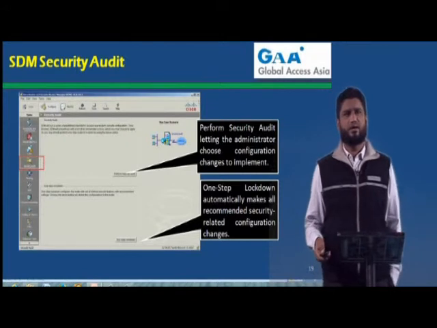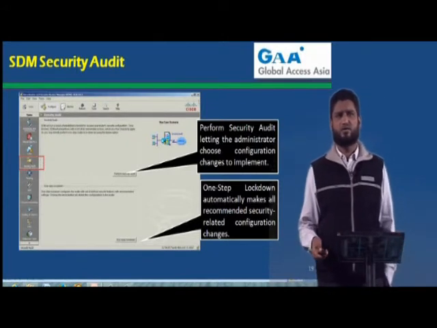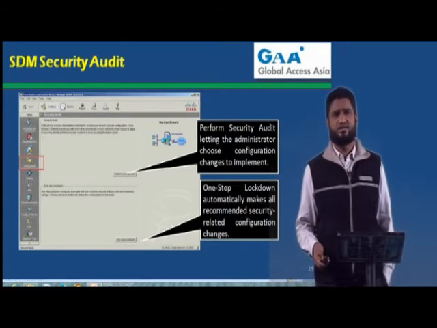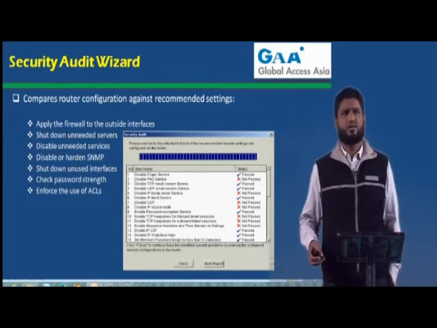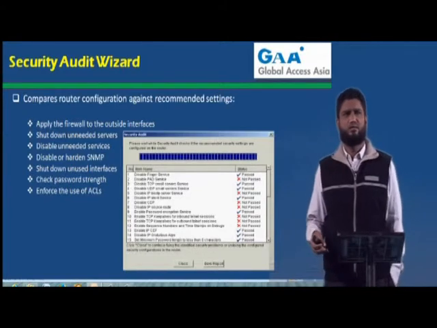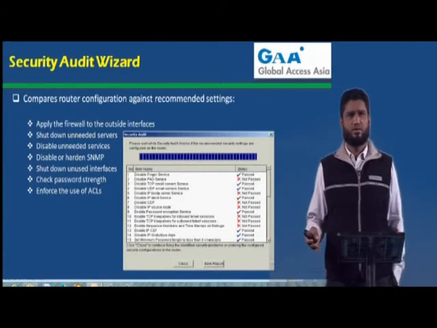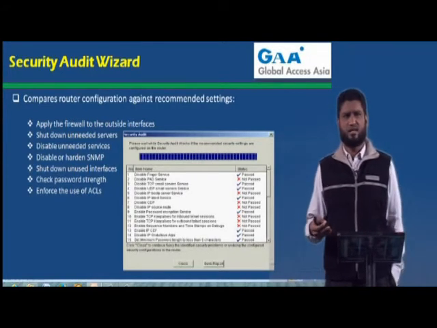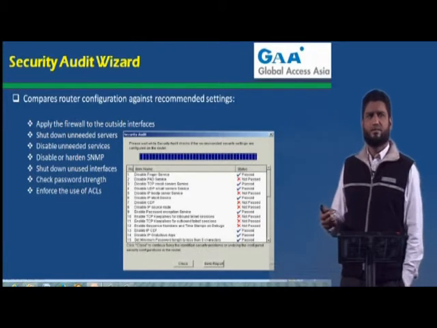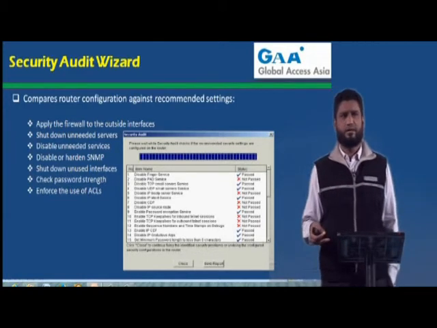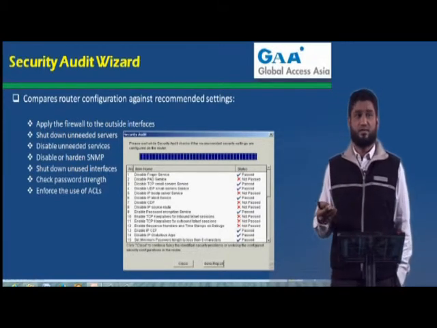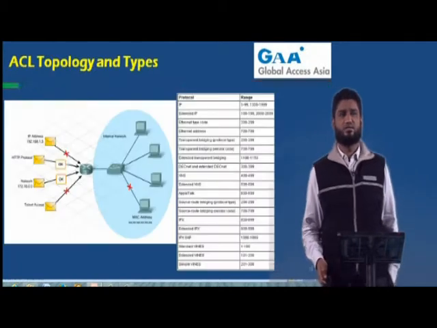And the SDM security audit here performs a security audit, letting you choose configuration changes, and it automatically makes or recommends security-related configurations. The security audit wizard compares the router configuration against recommended settings and applies firewalls to the outside interfaces. You can shut down unneeded servers, disable unneeded services or harden them. SNMP can also be disabled here. You can also shut down unused interfaces, check password strength, and enforce the use of ACLs.